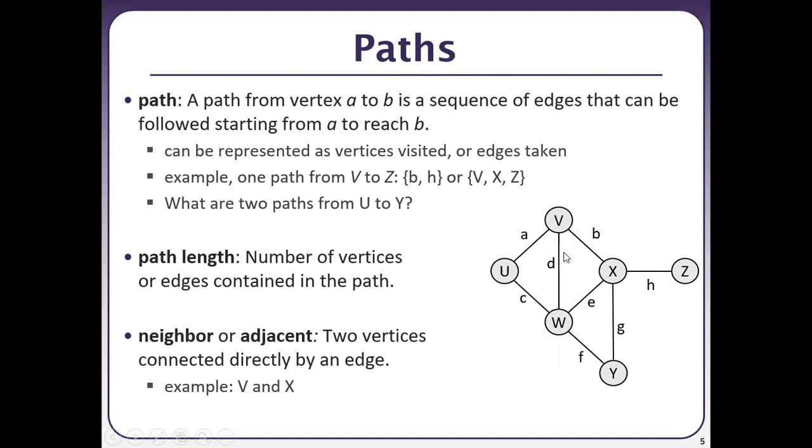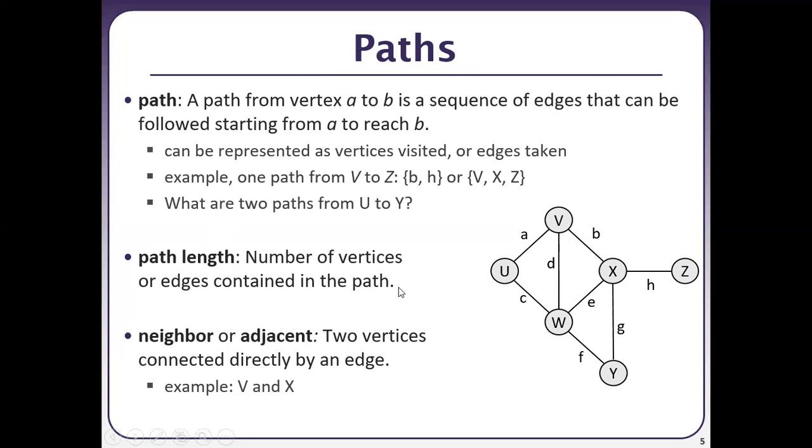Even I can follow the path V, W, X, Z, or V, U, X, Z, or V, W, Y, X, Z. So more paths are available. More than one path can be available between a pair of vertices. So a path is the sequence of edges between the pair of vertices.